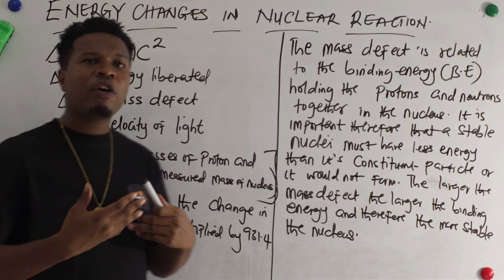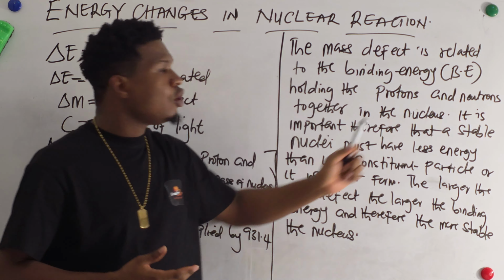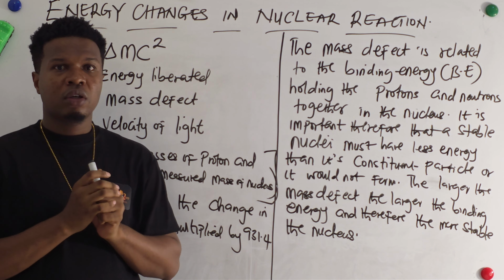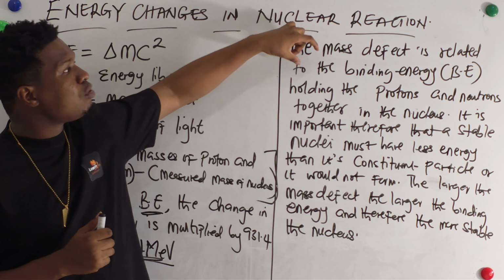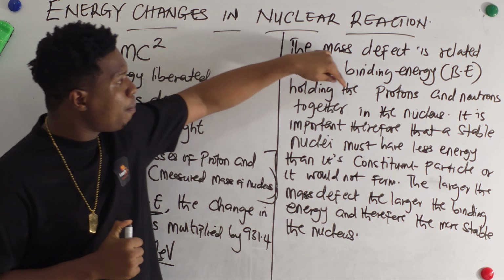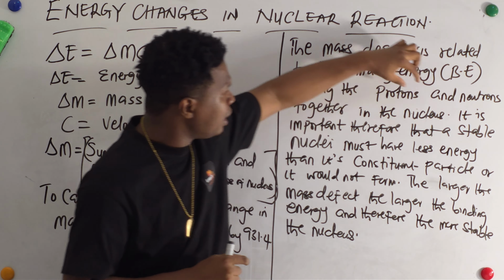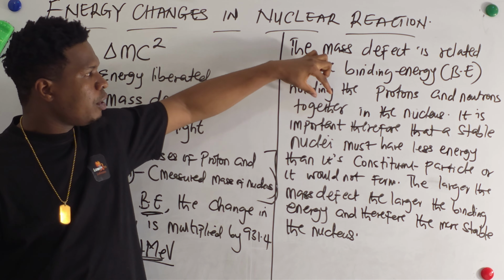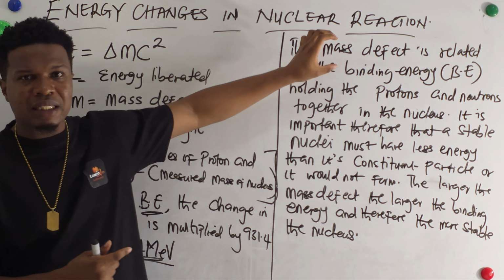Now this mass defect is related to the binding energy holding the protons and the neutrons together in the nucleus. I repeat, this mass defect is related to the binding energy holding the protons. Remember that the binding energy is that energy that is holding the proton and the neutron in the nucleus before you disintegrate it. So how is this mass defect important?